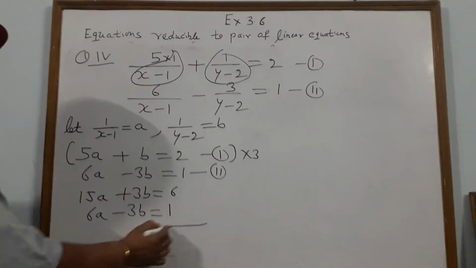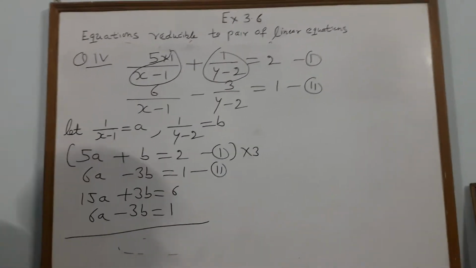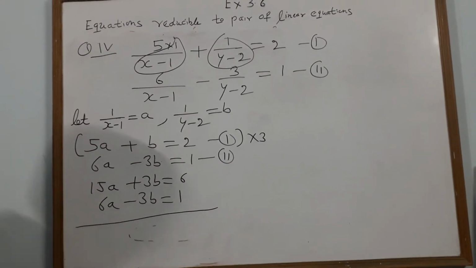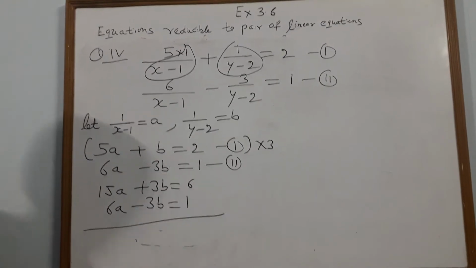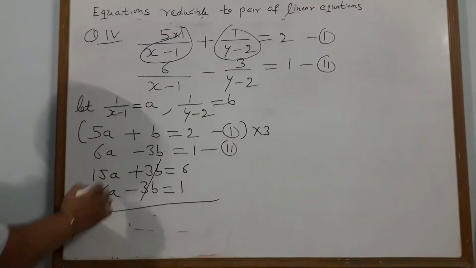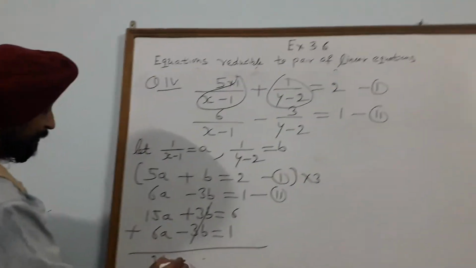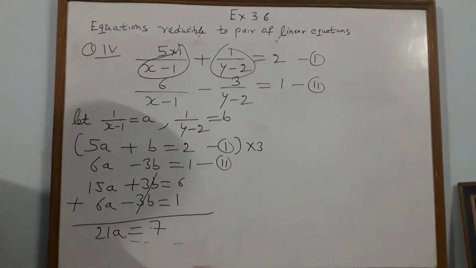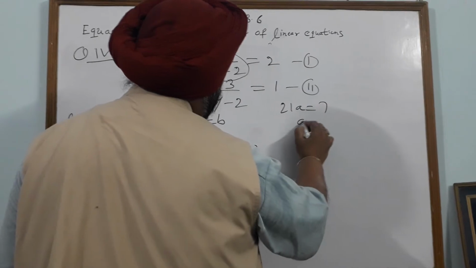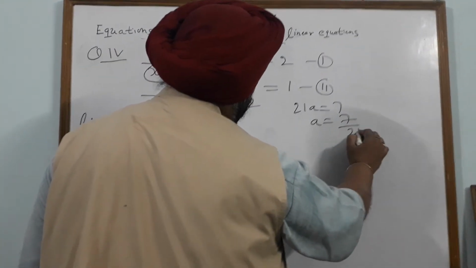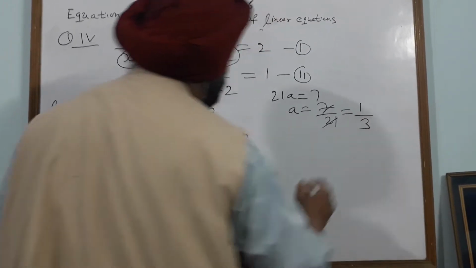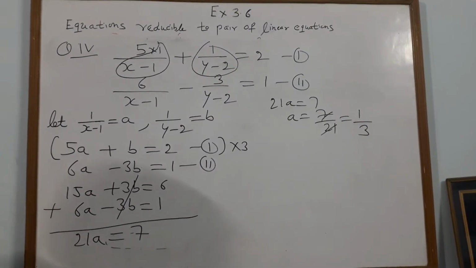Now what we will do? We add them, because the signs of b are different. If we add them, the terms containing b get cancelled. 15a plus 6a is equal to 21a is equal to how much? 7. So what is the value of a? 21a is equal to 7, so a is equal to 7 over 21. So value of a is equal to 1 by 3.